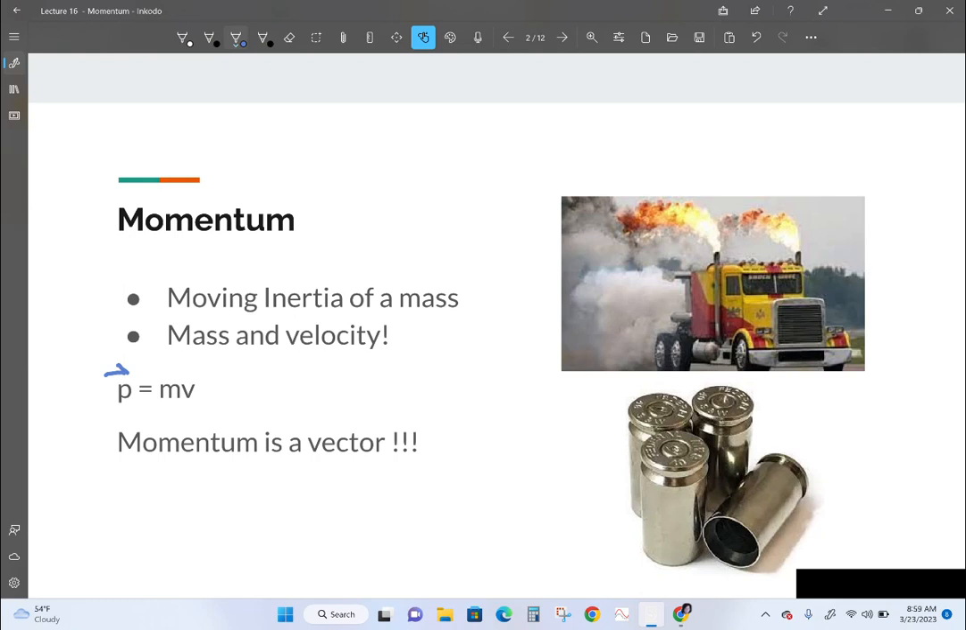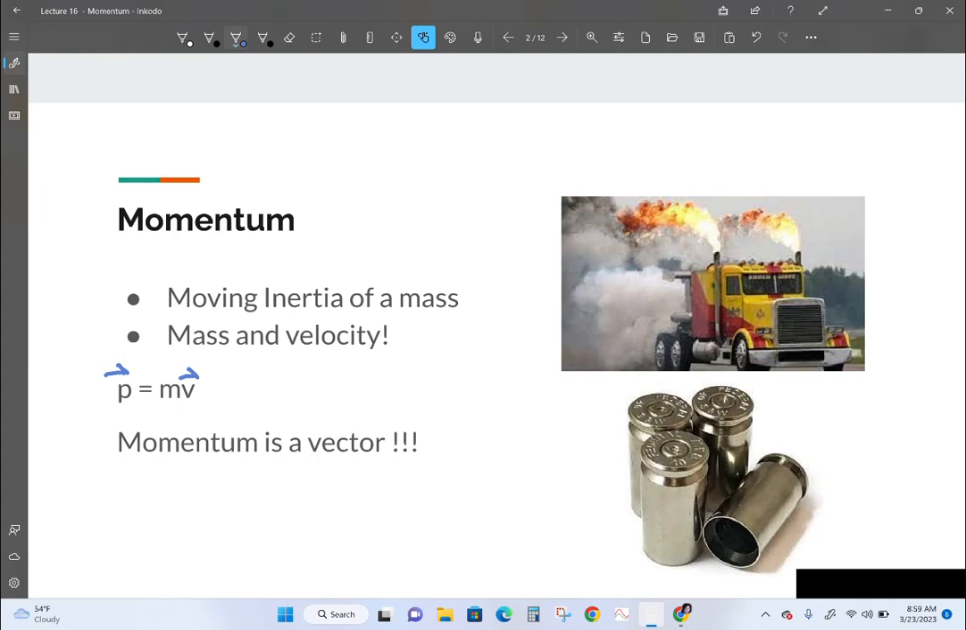So if you have a momentum, you have a momentum in a certain direction because it's directly related to the velocity of the object. So if you're moving to the north, then your momentum's to the north, which means that in order to stop your momentum, to change your momentum, you'd have to apply a force in the opposite direction, to the south.